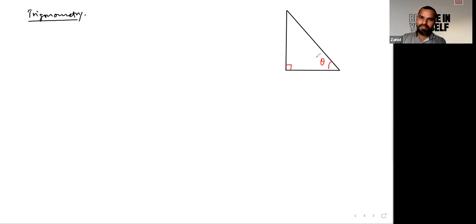Suppose in this triangle, we have theta at this part. Opposite to this particular theta would be called the perpendicular, and adjacent to theta would be called the base. The longest side of a right angle triangle is called the hypotenuse. Using these three sides and this particular angle, we have a total of 6 different trigonometric ratios.